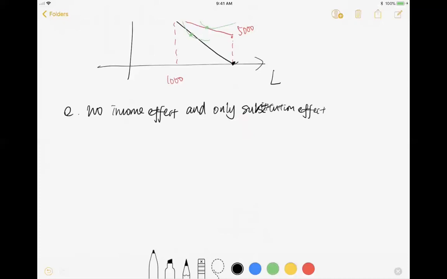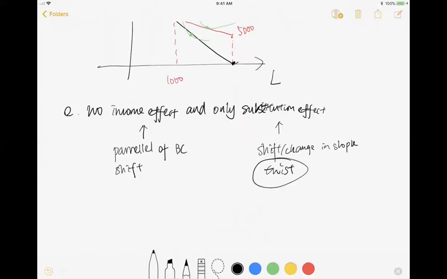So just a review, income effect is caused by the increase in the total amount of income, and the substitution effect is caused by the relative change of the price. So we can see income effect is a parallel shift of budget constraint, while the substitution effect means a shift or change in slope. So it's a twist, like a twist, and this will be a parallel shift.